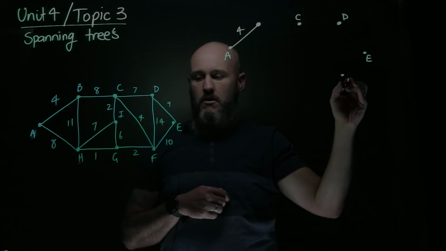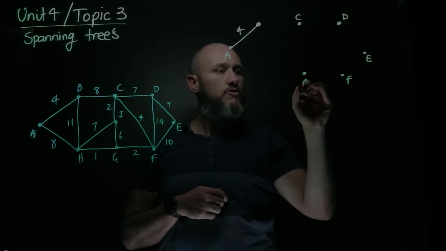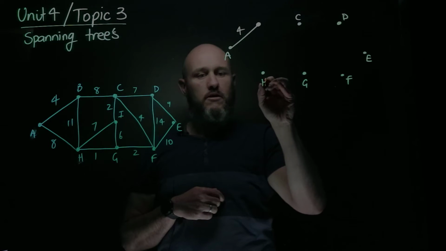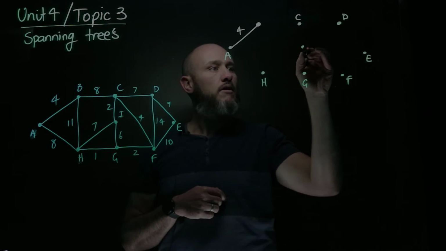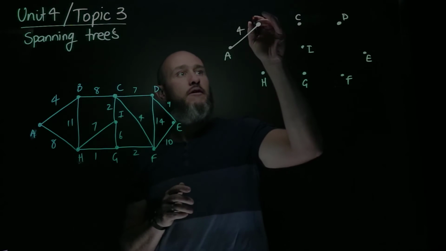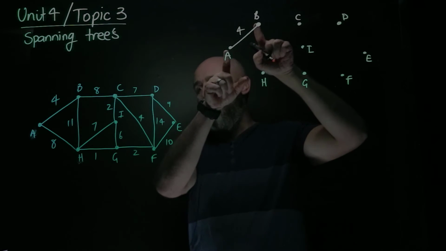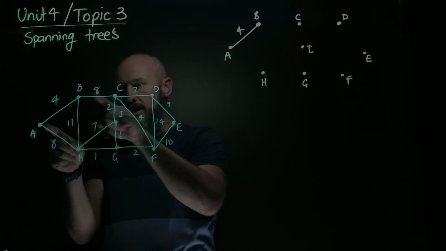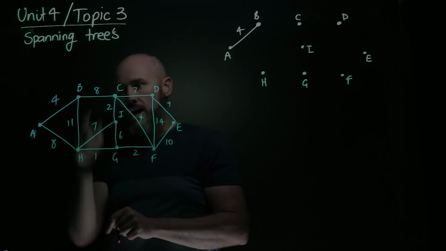E, F, G, H, and I. Okay, and then we can move on from there. So I've connected A to B. Now I've got anything from A and B. So I've got an 8 from B, I've got an 11 from B, I've got an 8 from A.